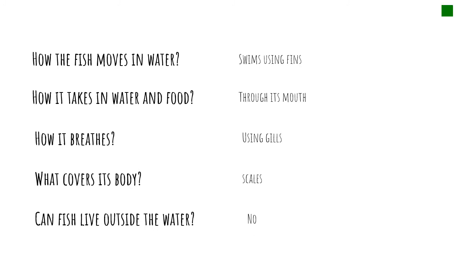Let's answer these questions together. Number 1. How does the fish move in water? It swims using fins. How does it take in water and food? Through its mouth, right? How does it breathe? It breathes through its gills. What covers its body? Scales.